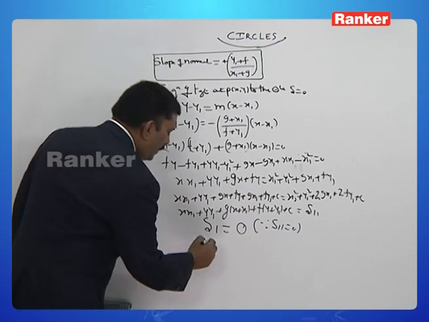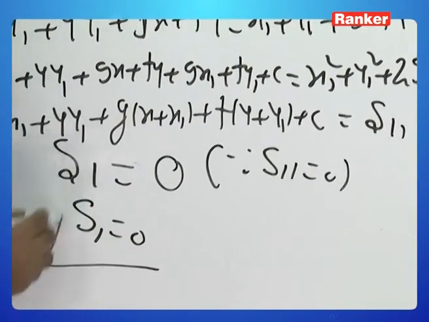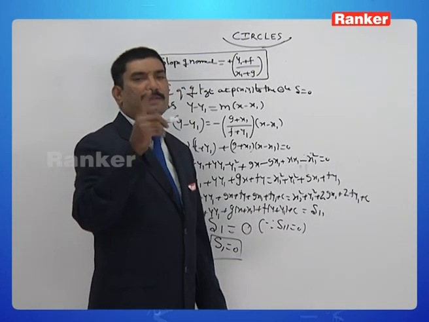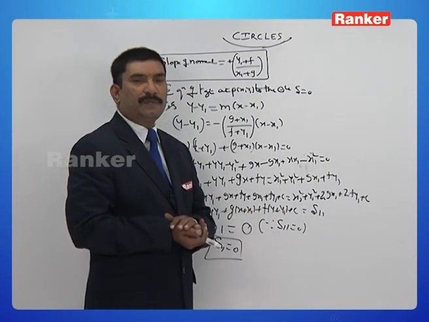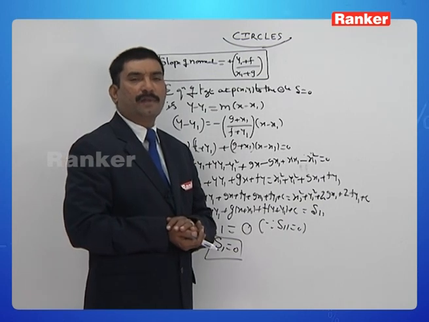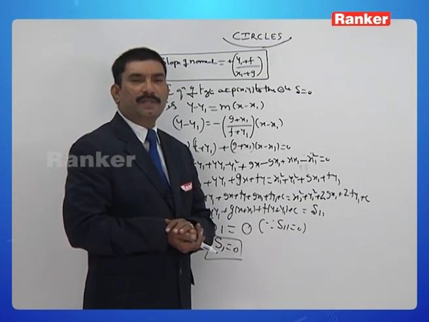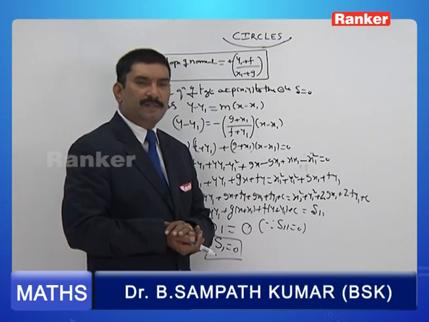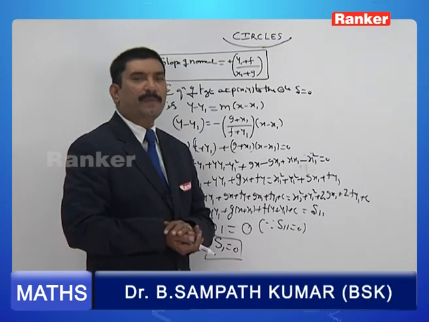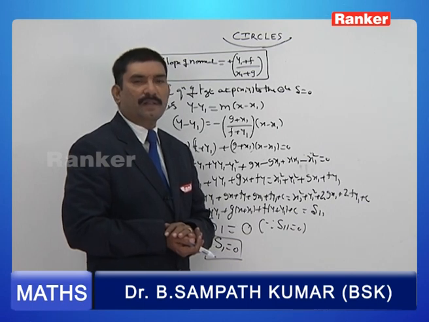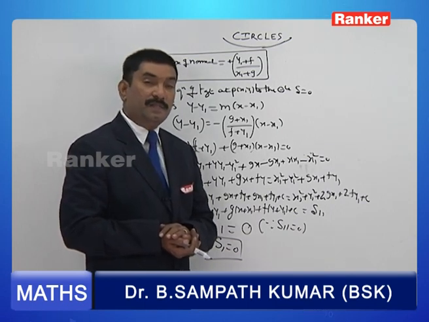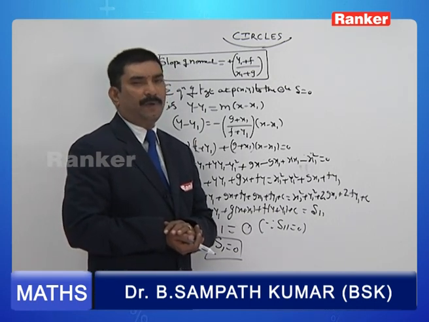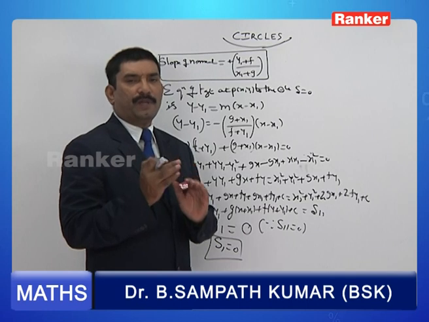So now hereafter, what's the equation of tangent at the point P of x1 comma y1 to the circle? S1 is equal to 0. What is S1 equal to 0? xx1 plus yy1 plus g into x plus x1 plus f into y plus y1 plus c is equal to 0. It represents the equation of tangent to the circle at the point P of x1 comma y1.